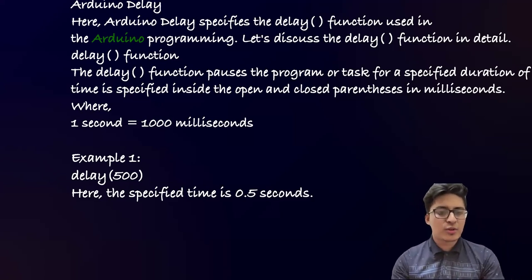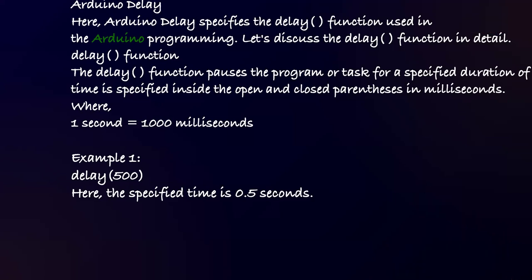Okay, let's read it through also, as I always do for you. The Arduino delay specifies the delay function used in the Arduino program. Now, the delay function basically pauses the program or task for a specified amount of time, right? And how is it denoted, dear students? Try to understand. We all know 1 second is equal to 1000 milliseconds, right? So 1 second is 1000 milliseconds.